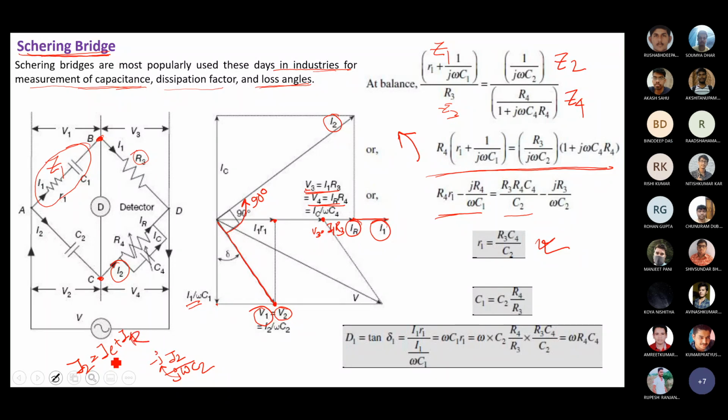So here is the IC. IC is 90-degree leading with respect to this value. Now you add them, and you get the value of I2. IC equals V by the reactance of C4, so you get that value. You can understand V3 and V4 at this point. If you add them, you directly get the value of V. Now you can easily find the other parameters also.